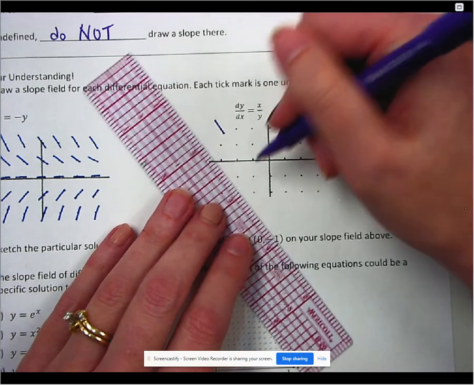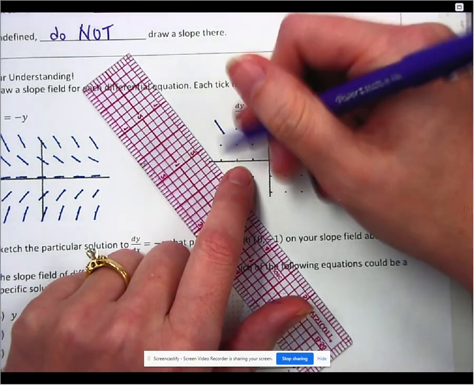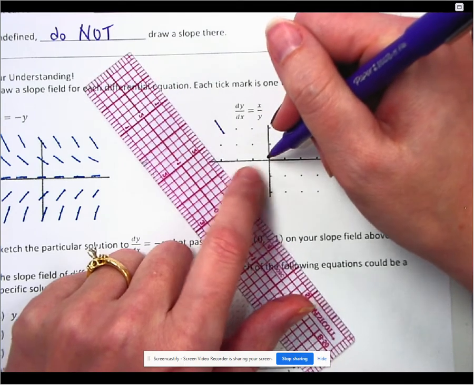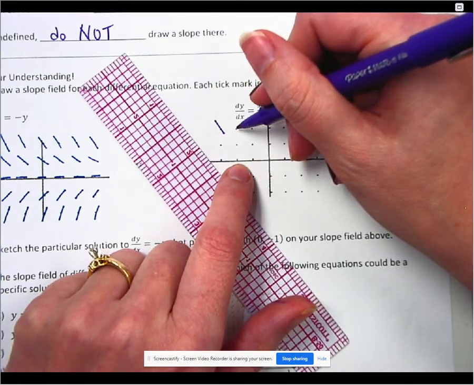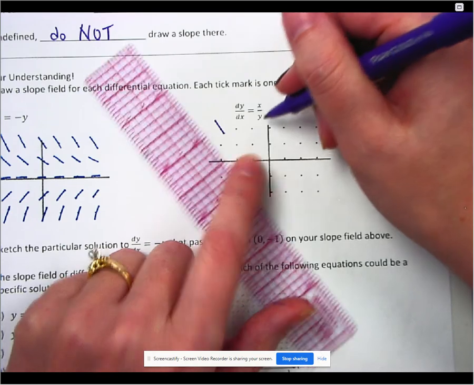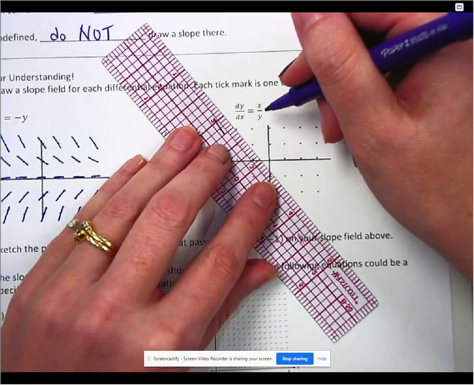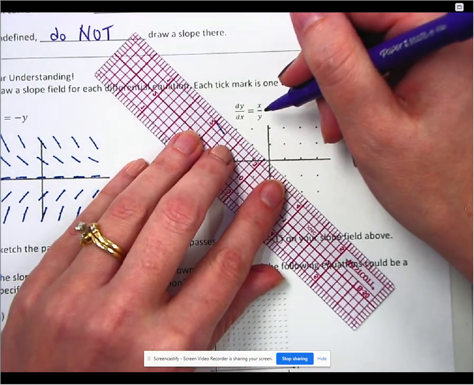Okay, for the next, I'm just going to go to the right. You can go down or right, whatever you want to do. I'm going to go to the right. So that's the point -2, 2. So I'm going to take -2 and divide it by 2. I get a slope of -1.